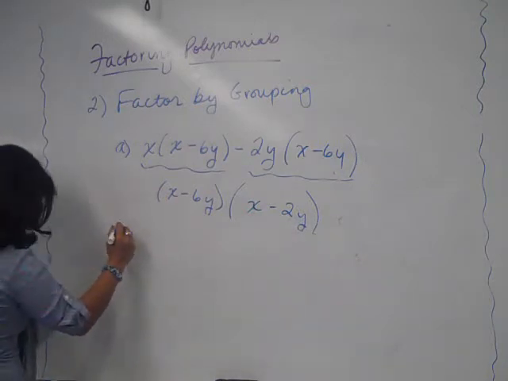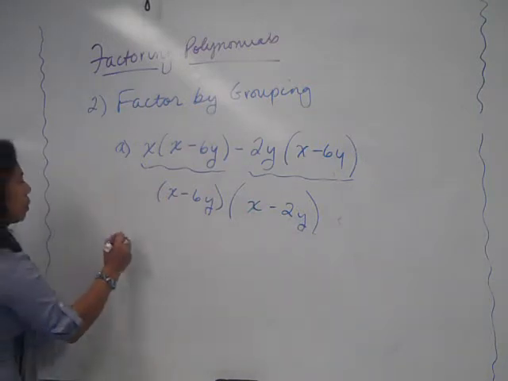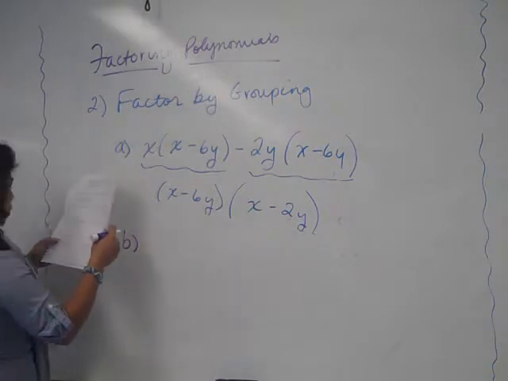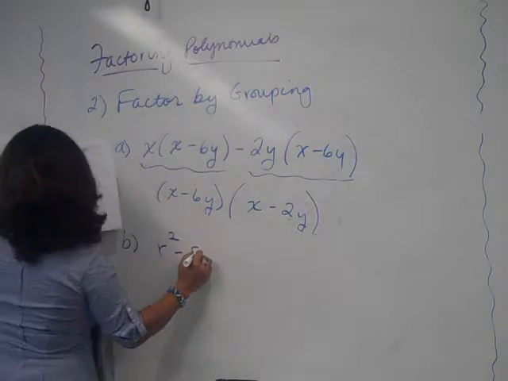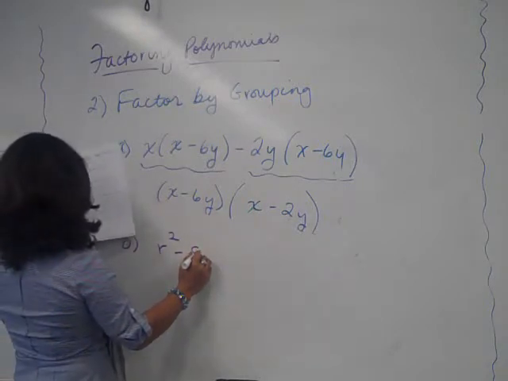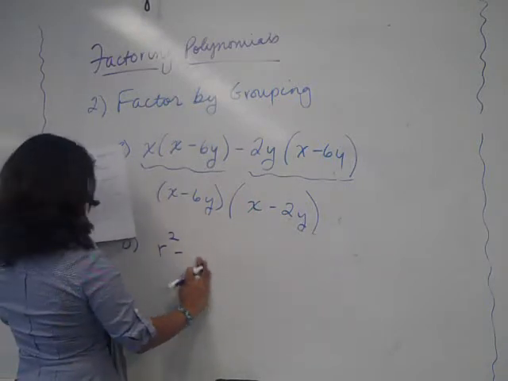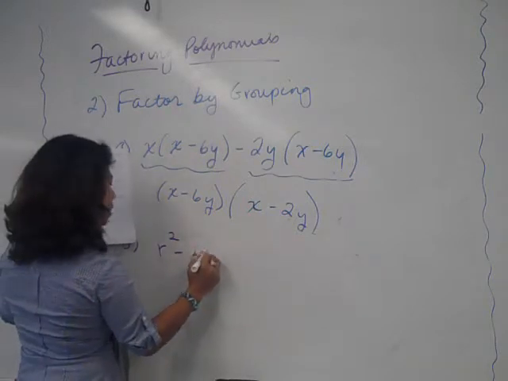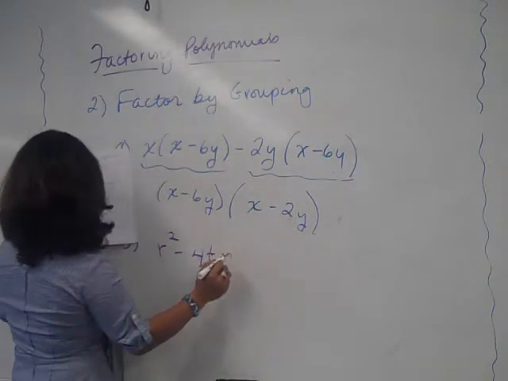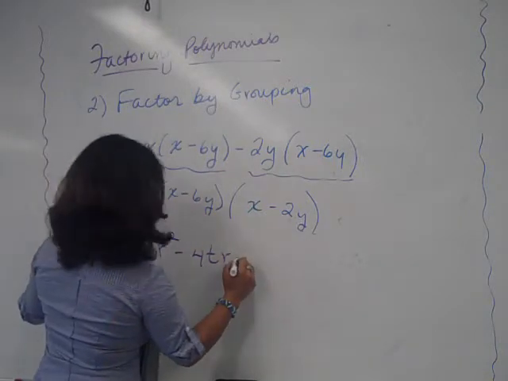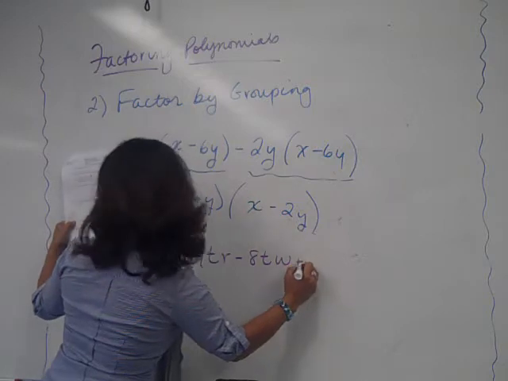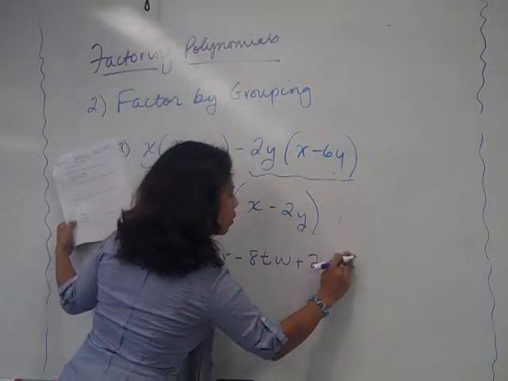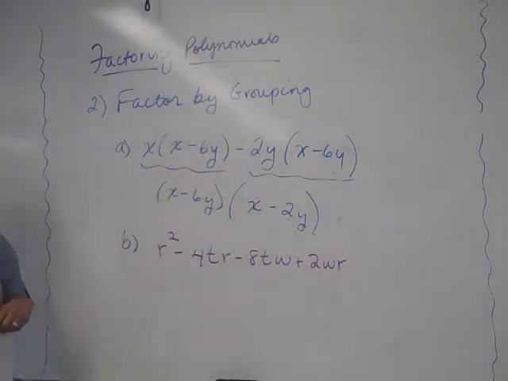I'm going to call this B, and I'm going to do B in purple. B. Factor this. R squared minus, let me change that. R squared minus 4TR minus 8TW plus 2WR. Don't panic. Look what you have in common. Okay?